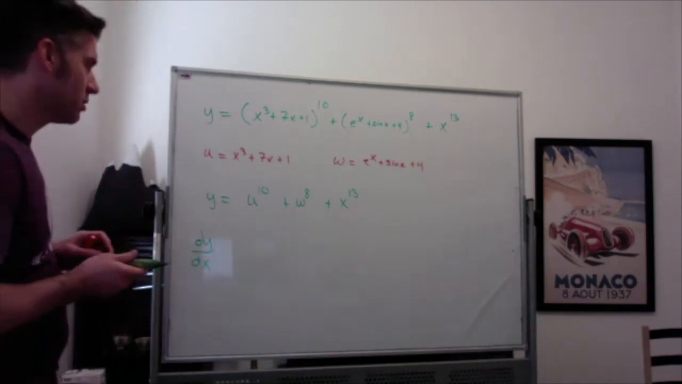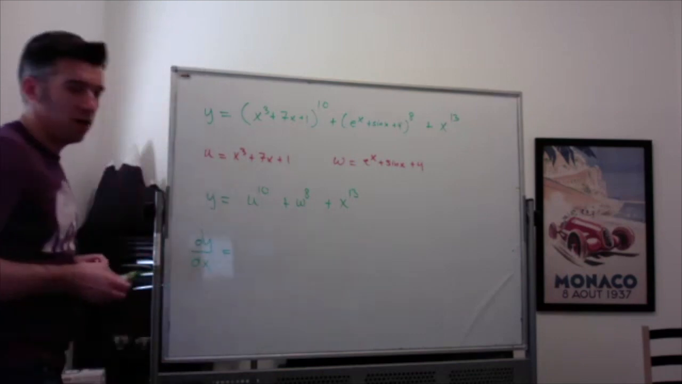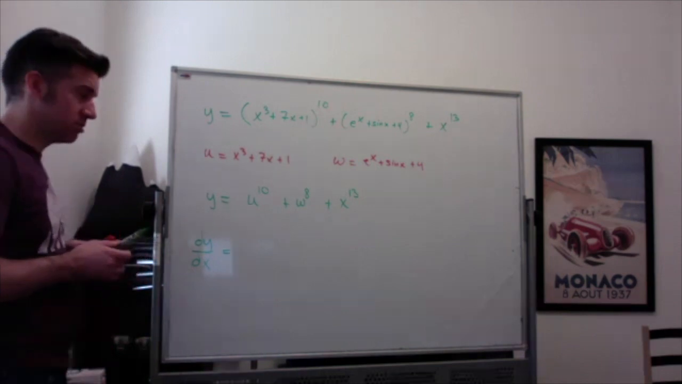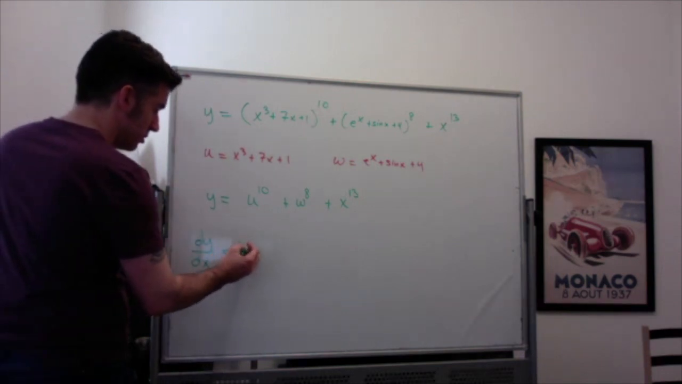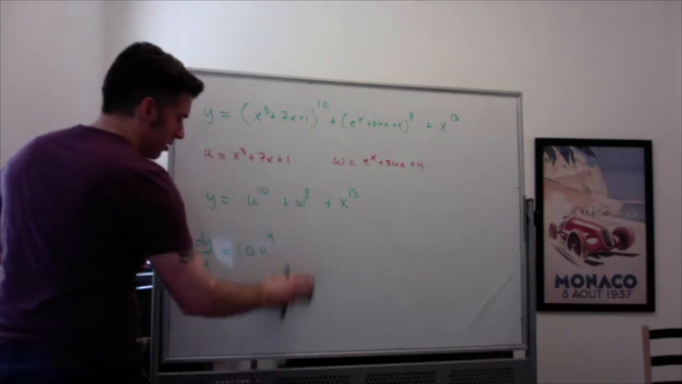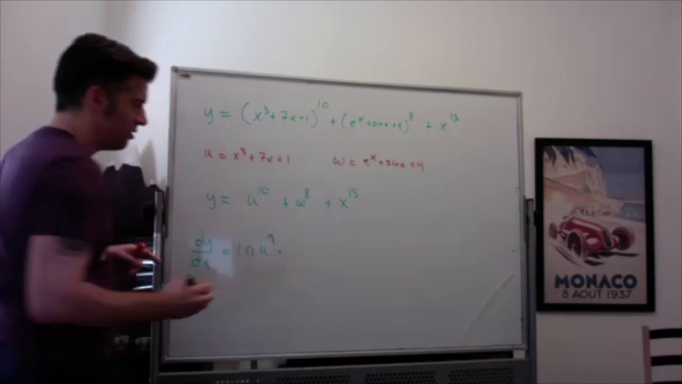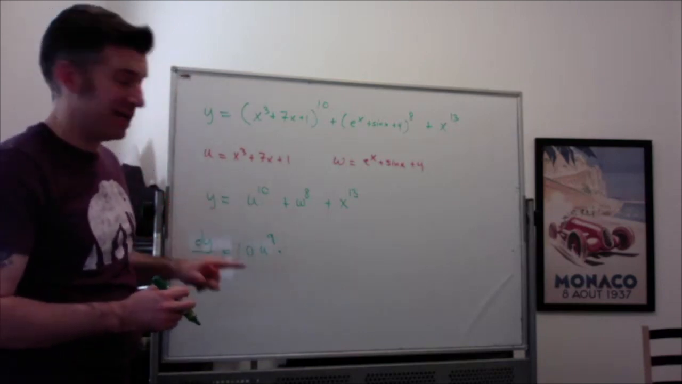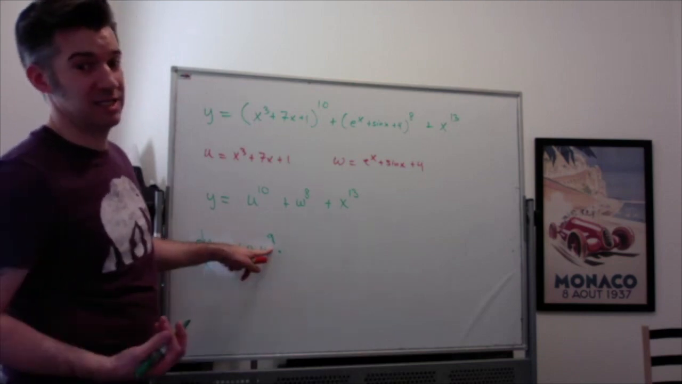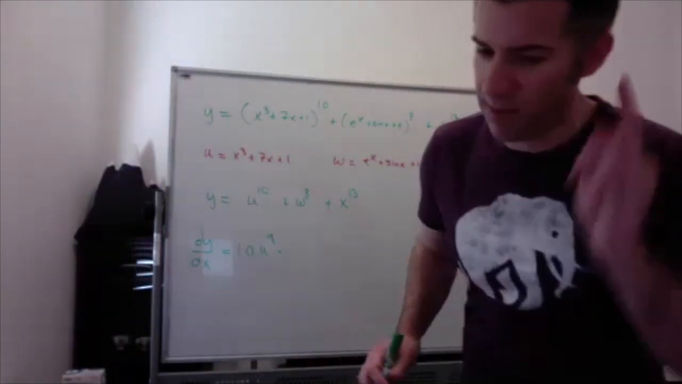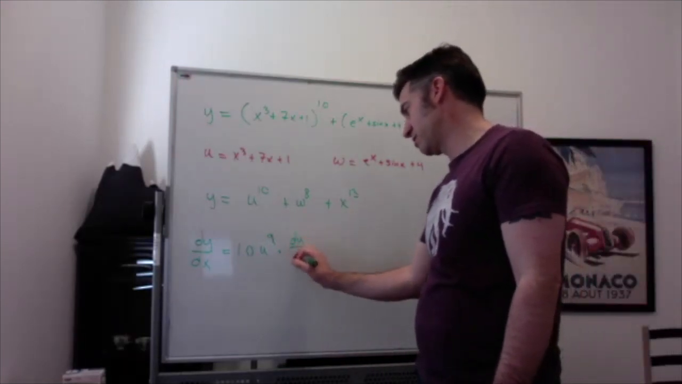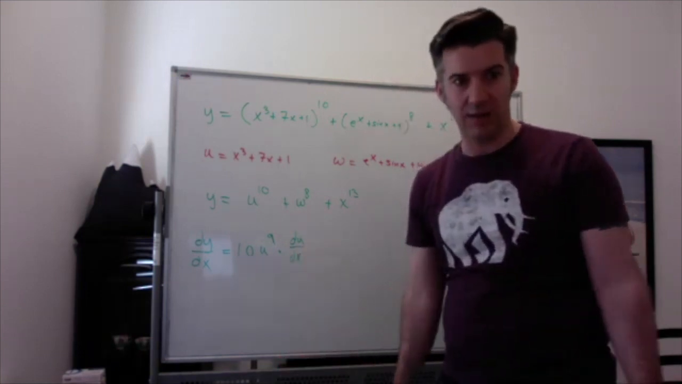What's the derivative of u to the 10th? 10u to the power 9. And that is most of it. Let me say it a different way. What's the derivative of some stuff to the 10th? It's 10 times my stuff to the 9th times u prime. I'm going to write du dx, but yes, u prime or du dx, exactly.